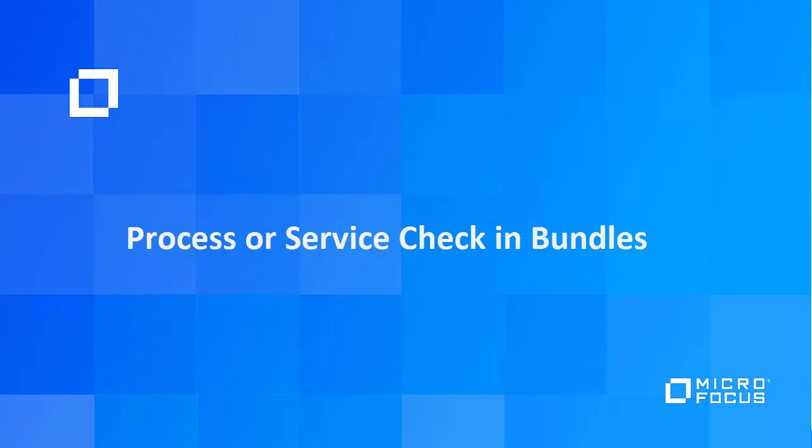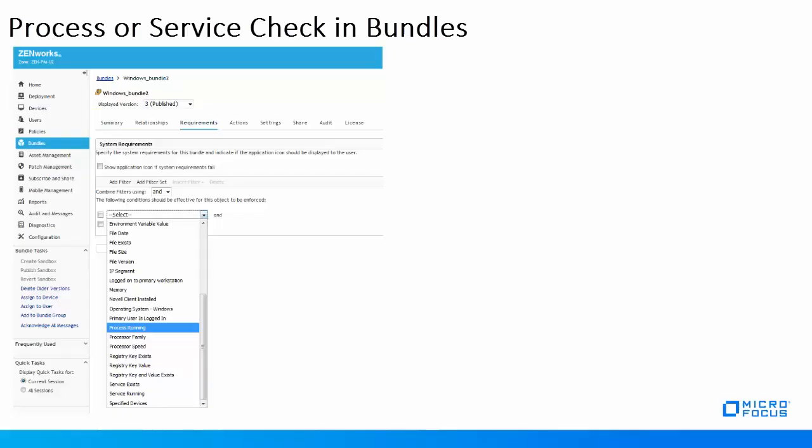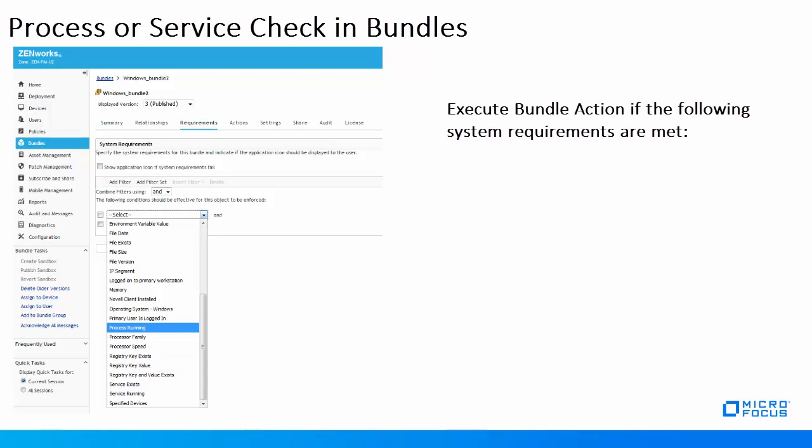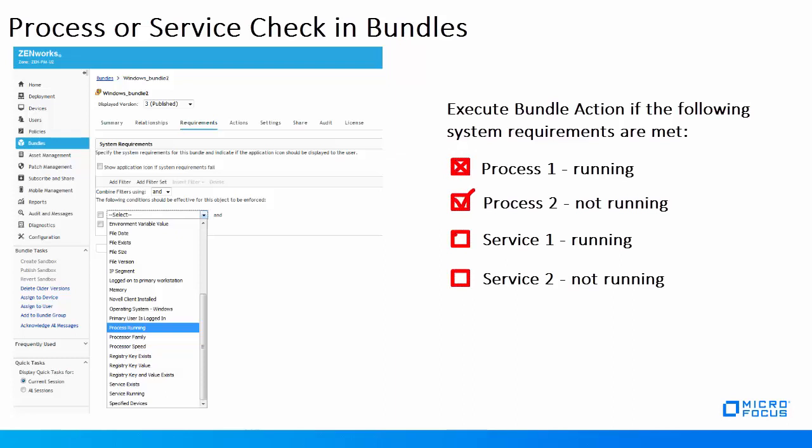Process or service check in bundles. Within a ZENworks bundle, it is now possible to add a requirement to check for processes or services that are running on a managed device. These checks are available as system requirements for an action for the bundle itself. So you can now execute an action only if a certain service or process is running. It allows actions to be executed based upon the existence or non-existence of a service.